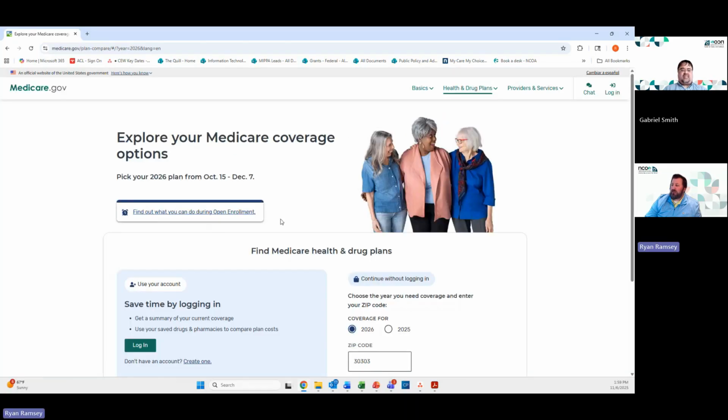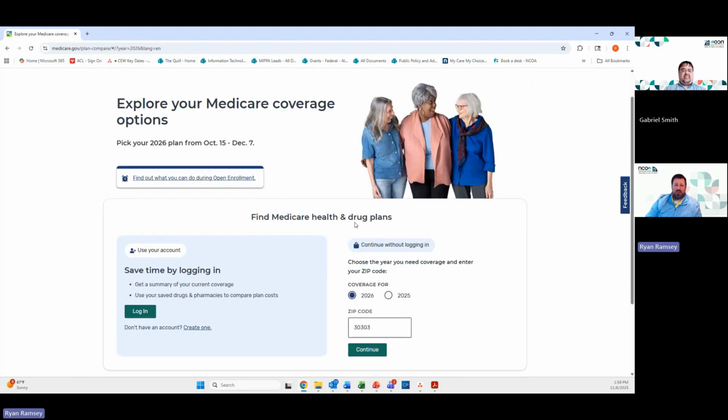Now right here we've stumbled onto the Medicare Plan Finder. This is where we start. You'll see right now, like we pointed out, it's time to pick our plans for 2026 from October the 15th to December the 7th for the annual enrollment period. It gives you two options of how we want to complete the initial information for our Plan Finder comparison. First and foremost, we can log in. If you have a Medicare.gov account, it will have all of your information, your list of saved drugs from this current year, all locked in there. If you do not have that account, you can certainly create one.